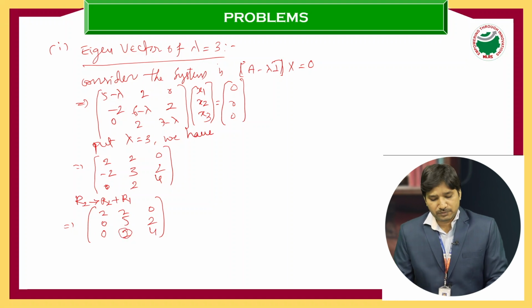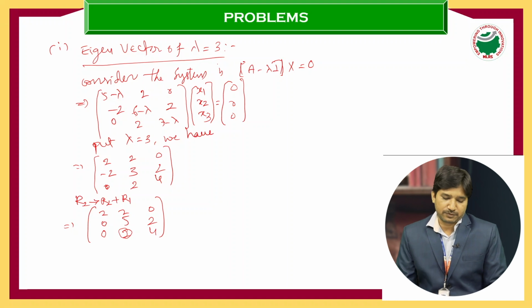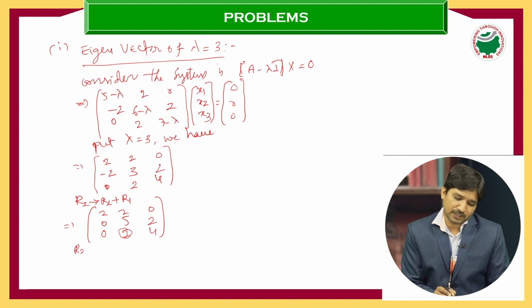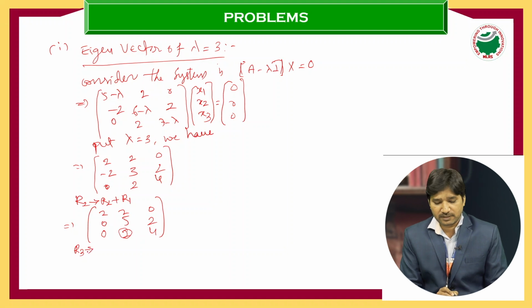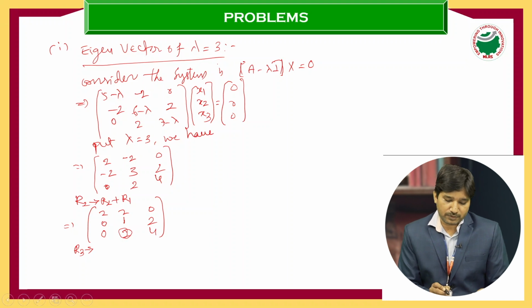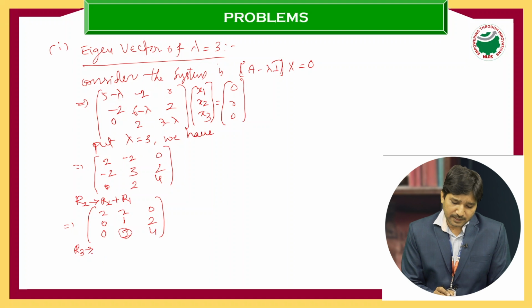Again, one of the values, 2, also has to be made 0. So by using row transformation, applying on R3, we have to make this value 0. We are going to make this one 0 by using the row transformation R3 minus 2 R2.